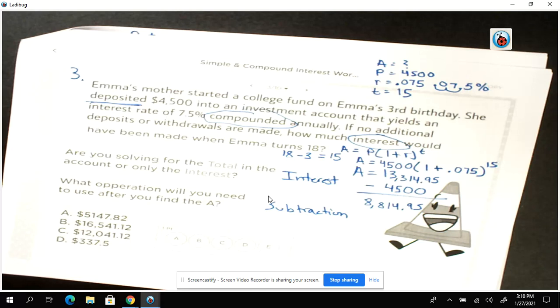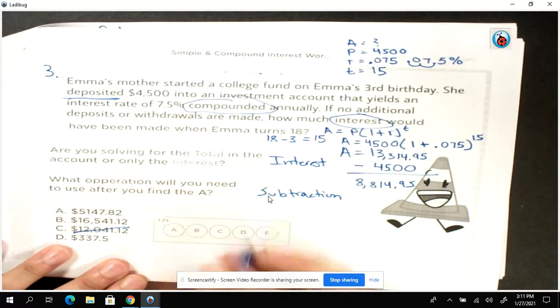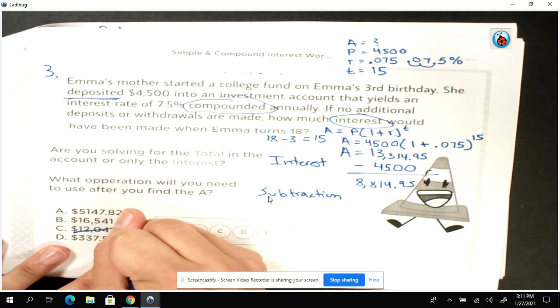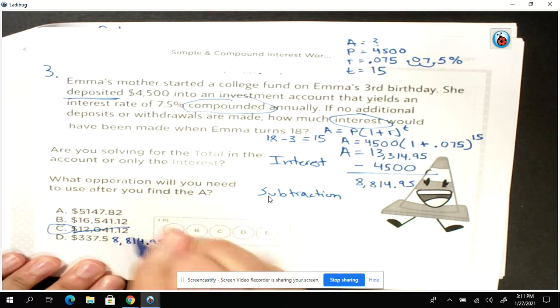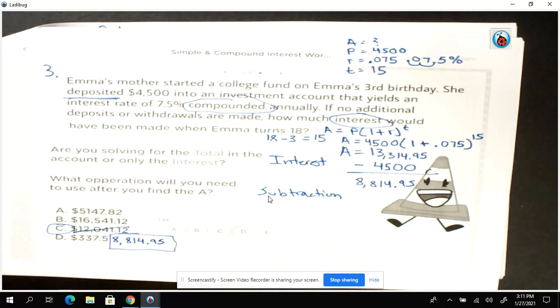8814, that's not an answer choice. This might be the one that was wrong. Let me see. Oh yeah, this isn't the updated one. So yeah, that's supposed to be 8814.95. So it would be C on the Classkick. So that would be it. So remember, if you're using compound and it's asking for interest, you have to find what A equals, but subtract the principal. It's very important that you remember to subtract the principal.